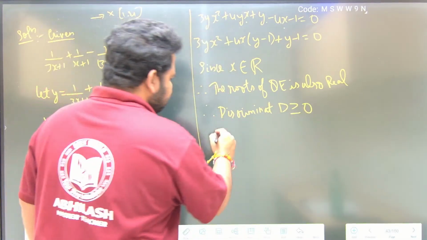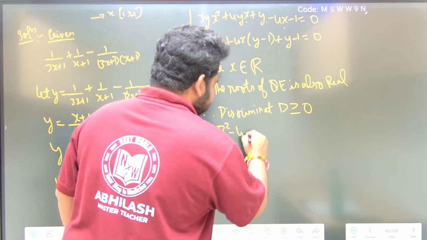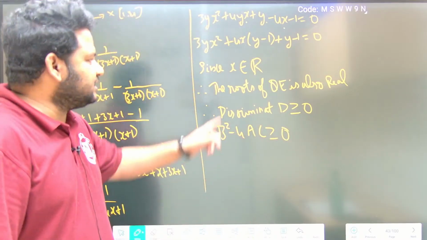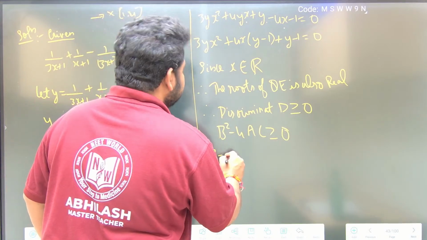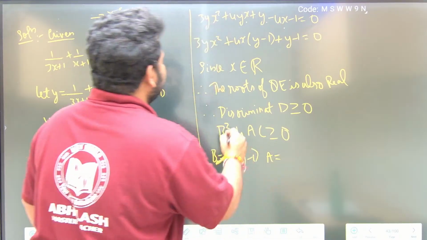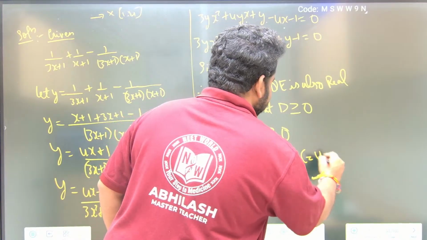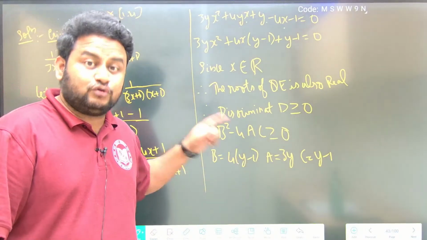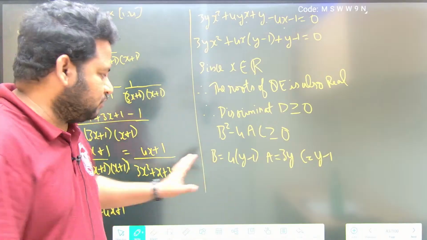That means what? Discriminant is b square minus 4ac, which is greater than or equal to 0. Where b is what here, friends? b is nothing but 4 into y minus 1. a is nothing but 3y. And c is y minus 1. You have to write this down in every question. I will not be writing it in every question, but you should, so that you get 4 marks. You should not even lose half a mark.